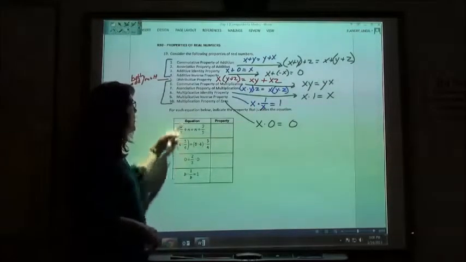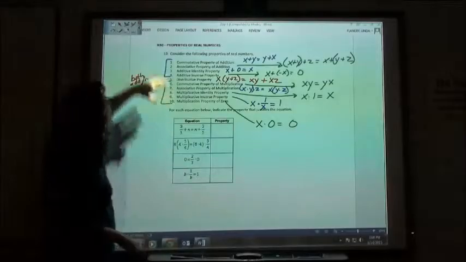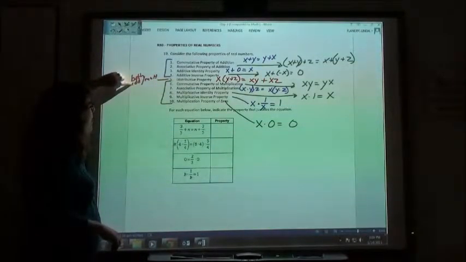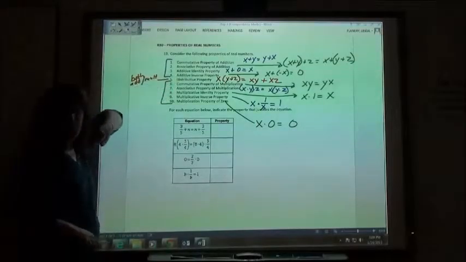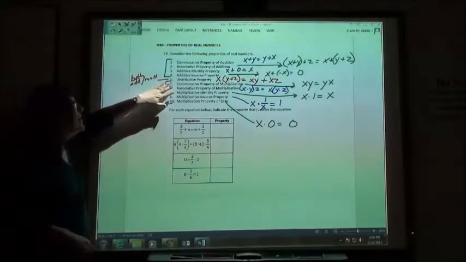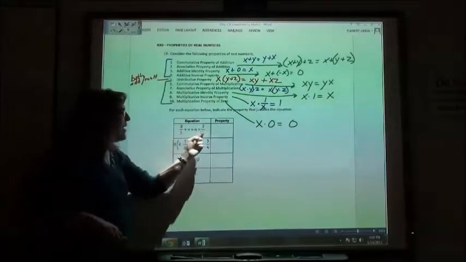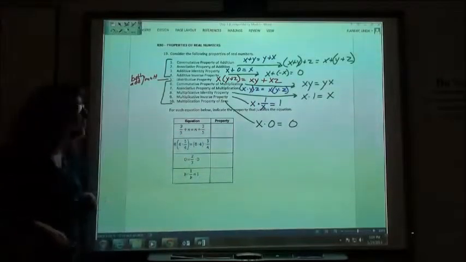So what I do when I'm looking at the properties is I first decide, is it an addition property, which is the top one? Does it have both adding and multiplying? Then it's probably for sure number 5. Or does it just have multiplying? Then it's going to be 6 through 10. This one here is an adding property, so I know it has to be 1 through 4.